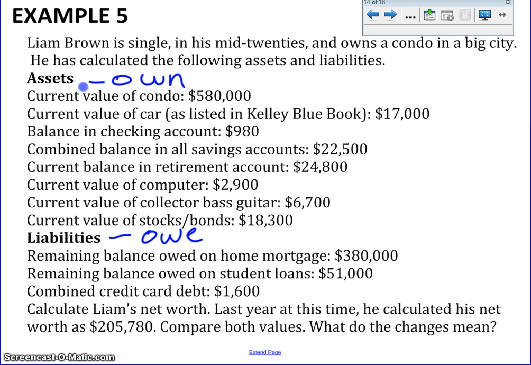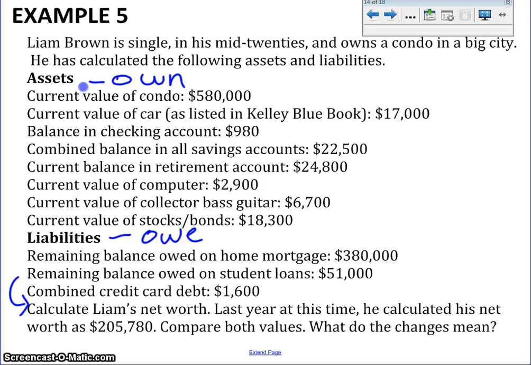And at the bottom here is the question. It says, calculate Liam's net worth. Last year at this time, he calculated that his net worth was $205,780. Compare both values and what do the changes mean?